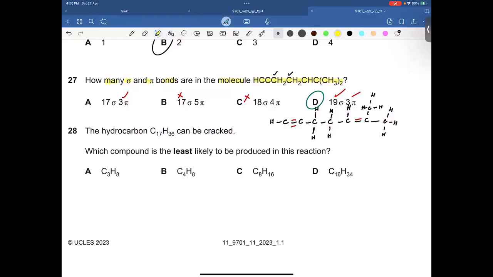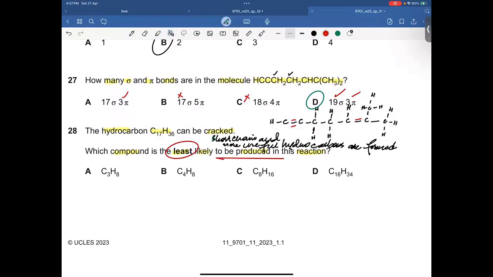Okay, now the next: the hydrocarbon C17H36 can be cracked. In cracking, I've told you in the class, short chain and more useful hydrocarbons are formed. Now the question is, which compound is least likely to be produced in this reaction? Least likely to be produced in this reaction.